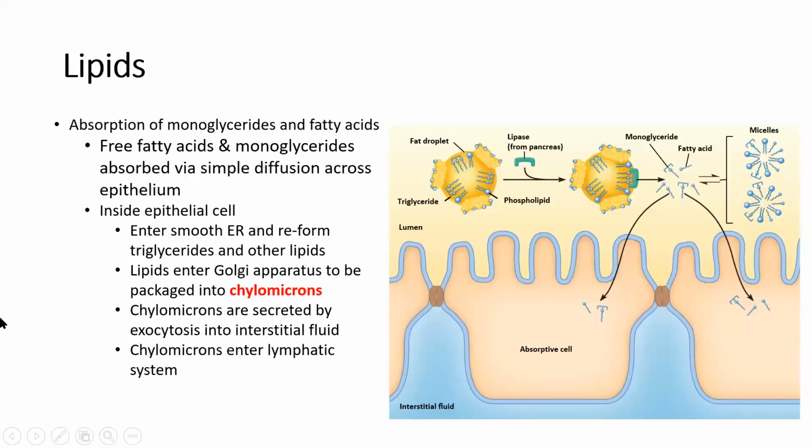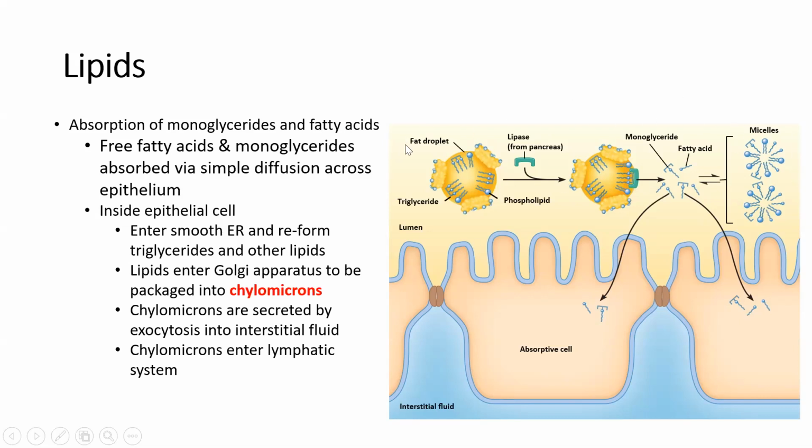Okay, so once we have these monoglycerides and fatty acids, now we can work on getting them into our epithelial cell. So they can be diffused right across the cell membrane. Remember, they are fatty in their makeup. So is our lipid bilayer, the cell membrane. And so they can move right across that membrane via simple diffusion. So this is just kind of summarizing that entire process.